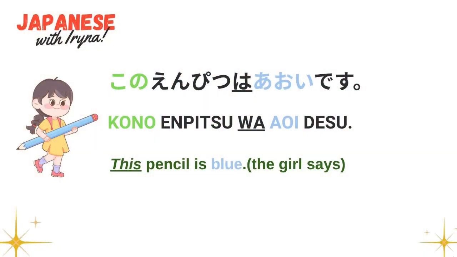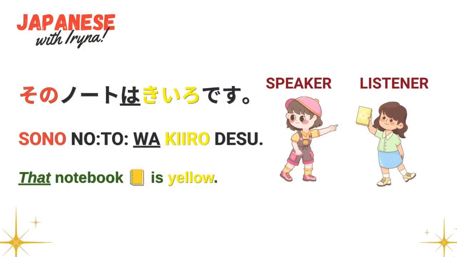この鉛筆は青いです。This pencil is blue. Or we can say この鉛筆は青いです. So again, we are describing this, and this is the function. So this pencil is blue. そのノートは黄色です。That notebook is yellow.